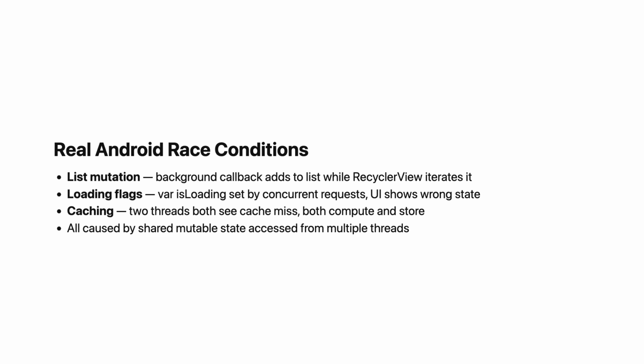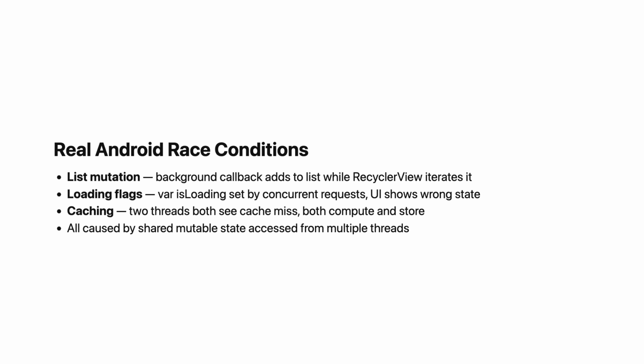Crash, concurrent modification exception, or worse, no crash with corrupted data. Second, loading state variables. You have a var isLoading boolean that gets set to true when a network request starts and false when it ends. If two requests happen concurrently, one might set it to false while the other is still loading, and your UI shows the wrong state. Third, caching.